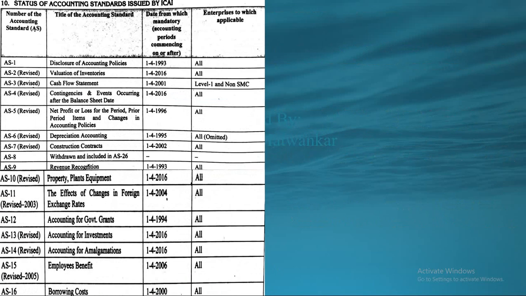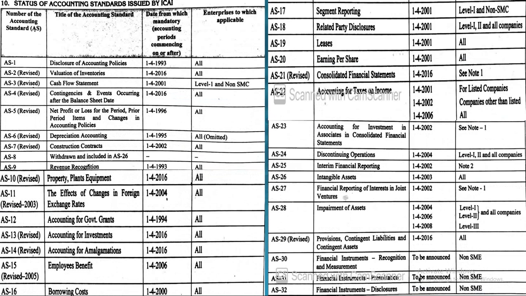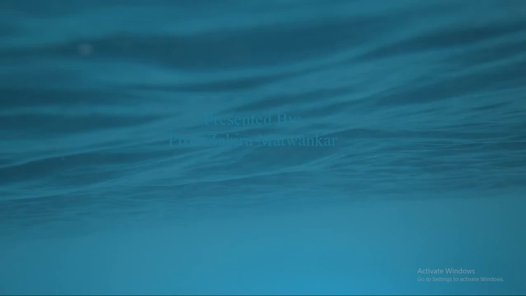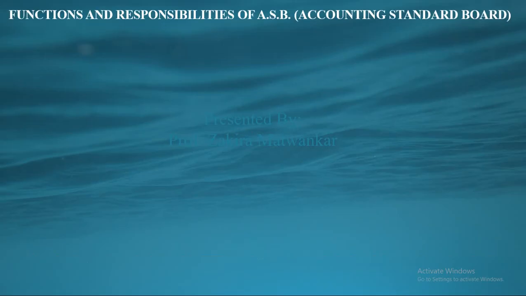See, this is the whole picture of accounting standards. There are a total of 32 accounting standards. Okay, so I gave you the idea of how many accounting standards are withdrawn. The next is the function and responsibility of the Accounting Standard Board.